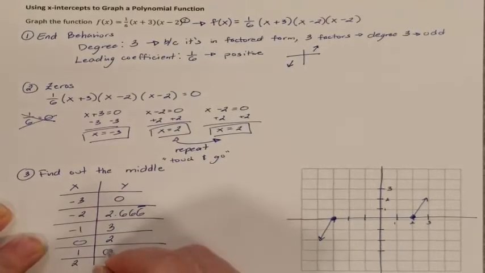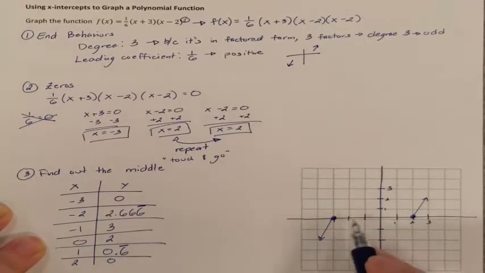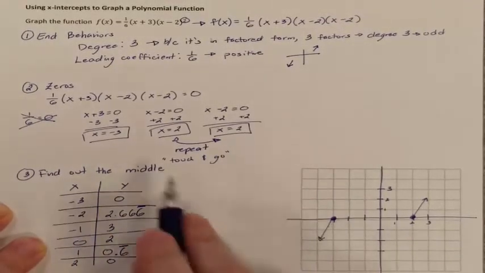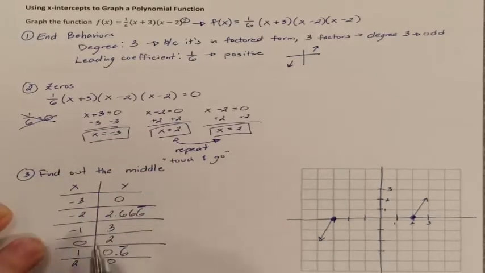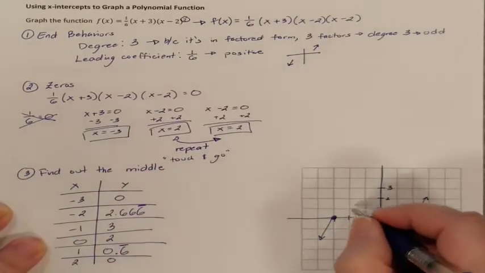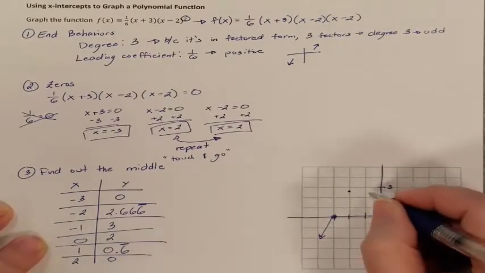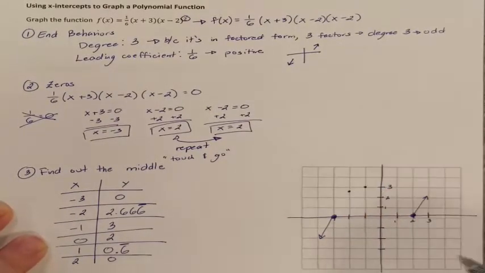1 gave me the answer of 0.666666. So now I finally know what actually happens between these. Negative 3, 0 was already plotted because he was one of our x-intercepts. Negative 2, 2.6, he's going to be about right here. Negative 1, 3, he's going to be about right here.